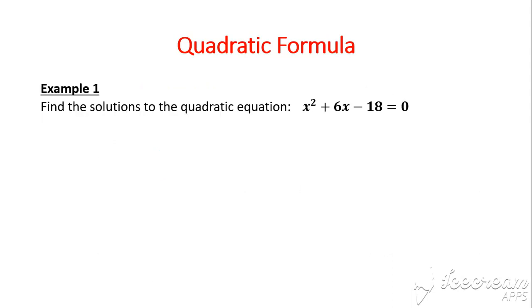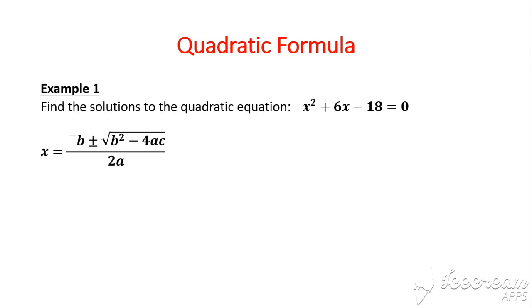Right, let's get into solving. I've got one example to show you in this video, and I'll take it pretty slow and carefully so you can master this formula. So we're going to find the solutions to the quadratic equation x squared plus 6x minus 18 equal to 0. If you tried to factorize it, by the way, you wouldn't be able to. It's very difficult to factorize this.